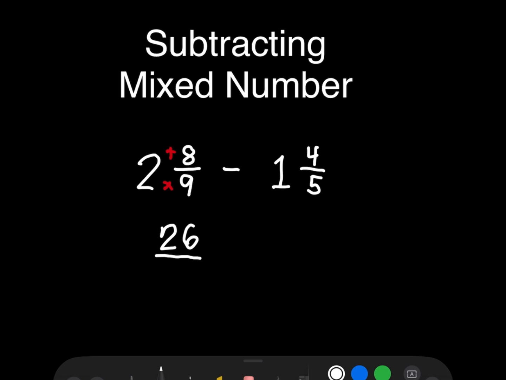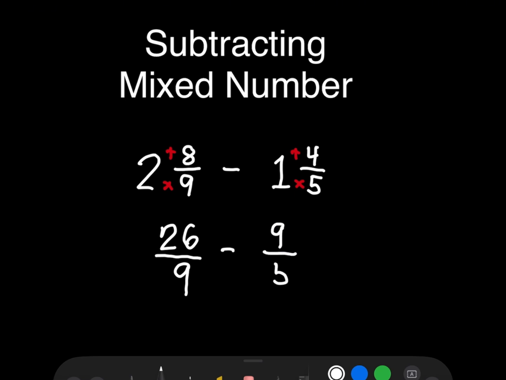So 9 times 2 is 18, plus 8 is 26, then copy the denominator 9. Minus 5 times 1 is 5, plus 4 is 9. So that is 9 over 5.